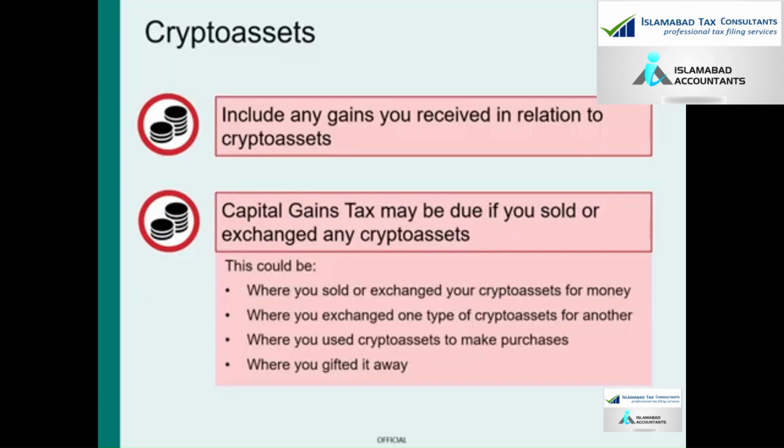You need to make sure your tax return includes any gains or income that you received in relation to crypto assets. In particular, capital gains tax may be due if you sold or exchanged any crypto assets. This could be where you sold or exchanged your crypto assets for money, where you exchanged one type of crypto assets for another, where you used crypto assets to make purchases, or where you gifted it away.